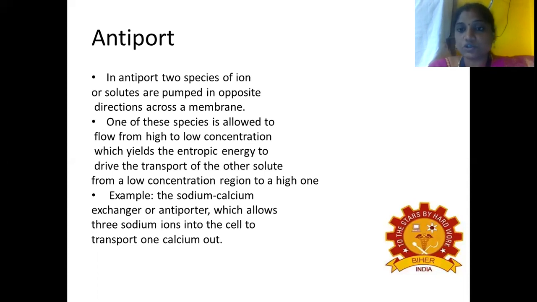Since two molecules are moving in opposite directions, each would be flowing between two different concentrations. One would be allowed to flow from high to low concentration, and obviously the other molecule would be transferred from a region of low concentration to a high one. Here the example is the sodium calcium exchanger or antiporter, which allows 3 sodium ions into the cell to transport 1 calcium outside. This is the example of antiport.